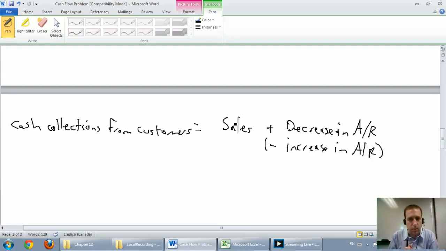If I get less money, my accounts receivable is going up. It means I'm not collecting my AR. So if AR increases, that's bad for my money. If AR goes down, it means I'm collecting money. So it's good for my cash. So again, you shouldn't have to put minus increase in AR. As soon as you put sales plus decrease in AR, the minus increase in AR should be obvious, right? It's just do the opposite if you have an increase.